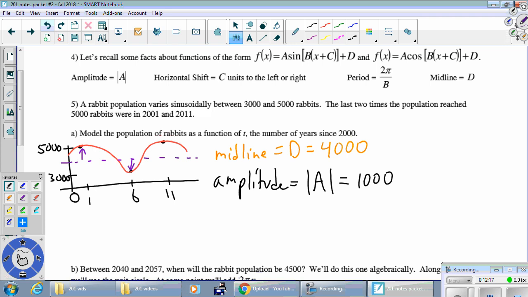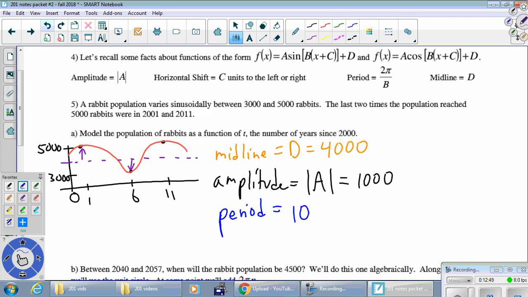Okay, next up, let's go ahead and do the period. So the period, we're supposed to be able to read from the picture. How long does it take to do one complete horizontal cycle, one period? One complete cycle takes up from 1 to 11, right? Because that's the high point to the next corresponding high point. And so 1 to 11 is a difference of 10. And so 10 is the period.